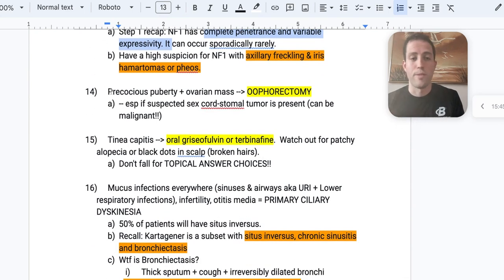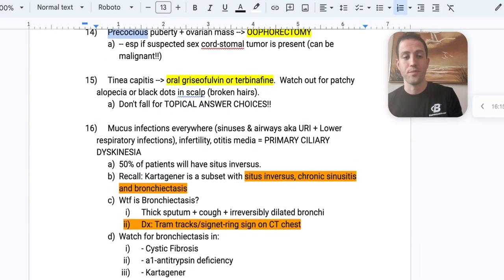All right, bullet point 14. If you see a patient that has precocious puberty, they're basically going through puberty too early, and they have an ovarian mass on imaging, you want to do an oophorectomy. You can often do this laparoscopically and take out the ovary with the mass as well. Especially if the patient has precocious puberty, you want to have a high suspicion for sex cord stromal tumors. These can be malignant and cause tons of problems down the line. So you just want to go ahead and take out that ovary.